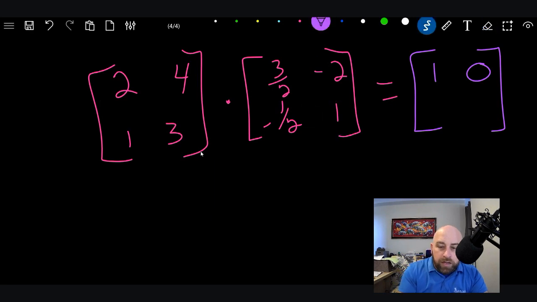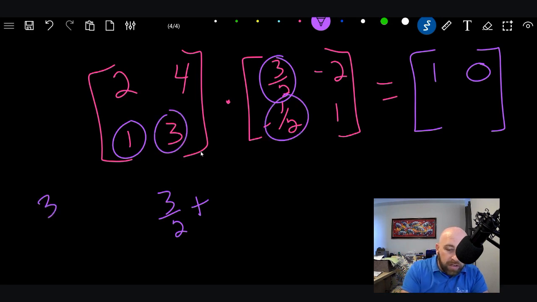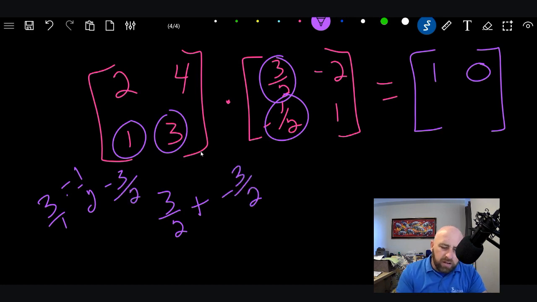All right, so let's do the next one. Now we're to row 2 and column 1, and that's going to give us 3 over 2 plus whatever that equals. 3 times negative 1/2. So negative 3 over 2. Well, what is that? 3 over 2 plus a negative 3 over 2, that equals 0. So there we go. We got another 0 right there.